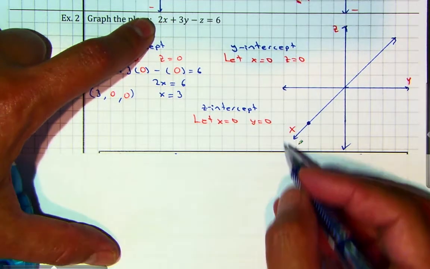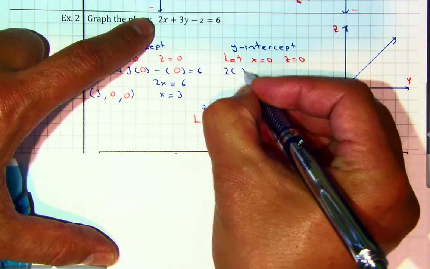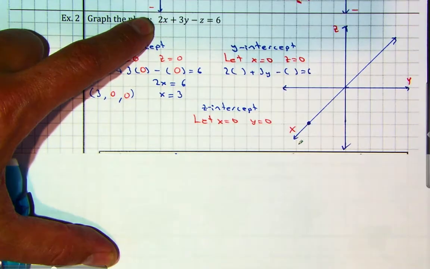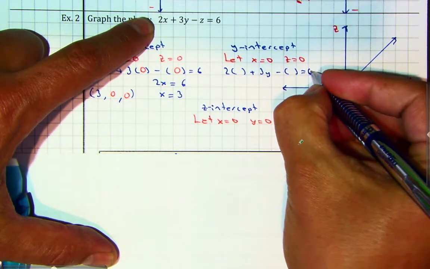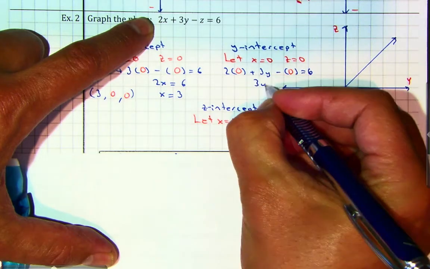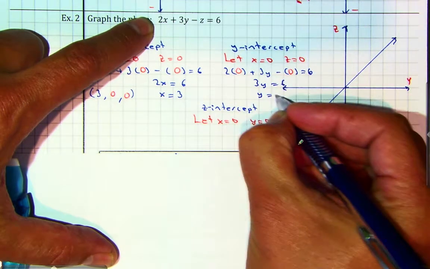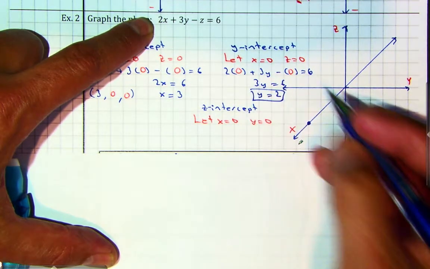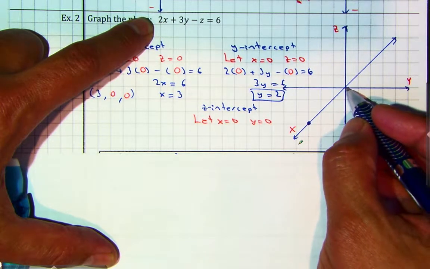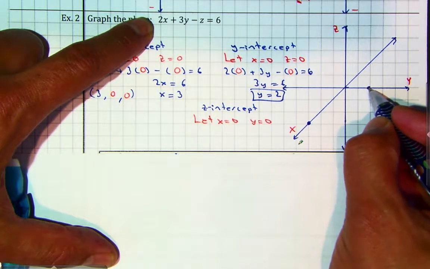So therefore, if I let x equal to 0 in 2 times x plus 3y minus z equal to 6, it gives me 0, plug in 0. So therefore, 3y equal to 6. So therefore, y equal to 2. So therefore, it's going to cross the y-axis at the point 0, 2, 0, which will be here.